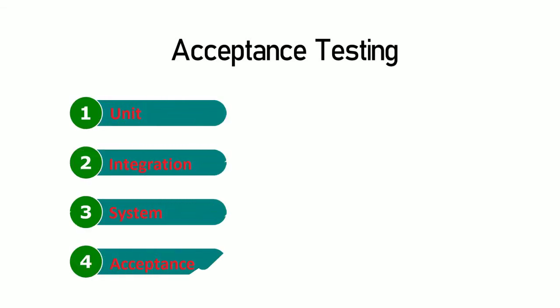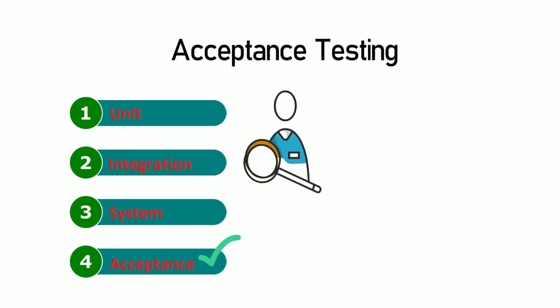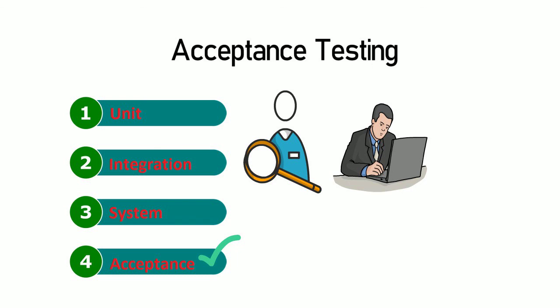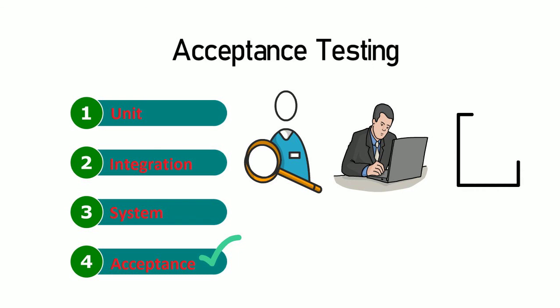Now let's move to the final level of testing, acceptance testing. Acceptance testing is the final and one of the most important levels of testing, since only after the successful completion of acceptance testing is the application released to production. It is usually carried out by the client, and it aims at ensuring that the product meets the specified business requirements within the defined standard of quality.